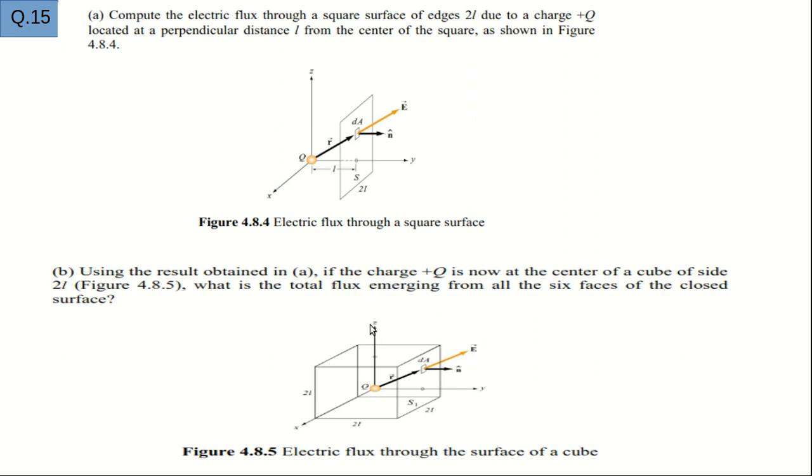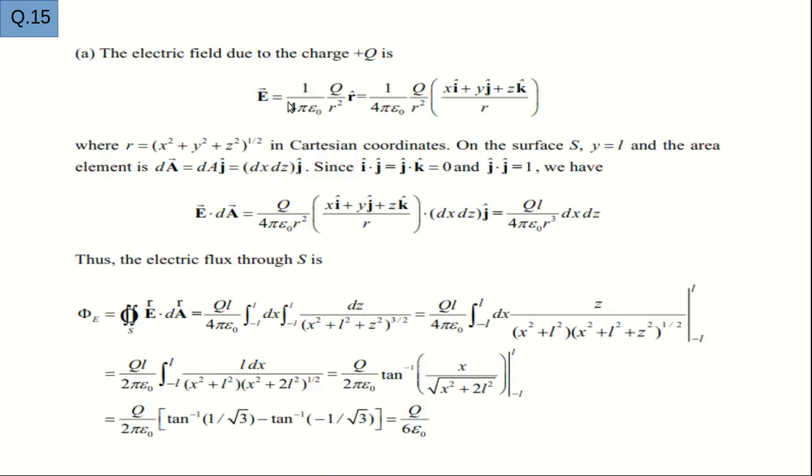The field due to the plus q charge is 1 by 4 pi epsilon 0, q by r square, r cap. You can write r cap as x i cap plus y j cap plus z k cap by r, right? And r is the square root of x square plus y square plus z square in Cartesian coordinates, and y is L on the surface, and the area element will be dA j cap, which is dx dz j cap.